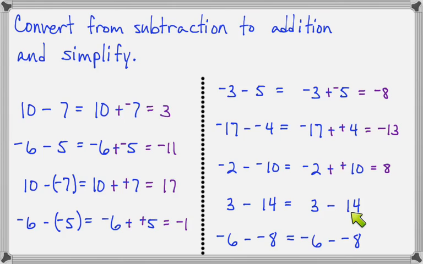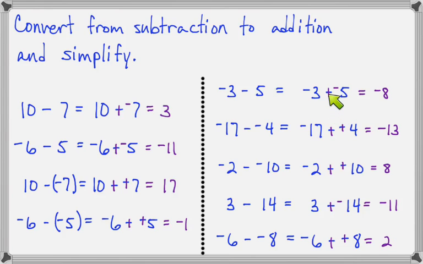Okay, 3 minus 14. Change the minus to a plus, change the sign of the next number. Now, they're different signs, so subtract them. The difference is 11, and use the sign of the larger number, so it's negative 11. Negative 6 minus negative 8. Change the minus to a plus, and change the sign of the next number. So now I can see there are different signs. The difference between them is 2, and the larger number is positive. So positive 2.